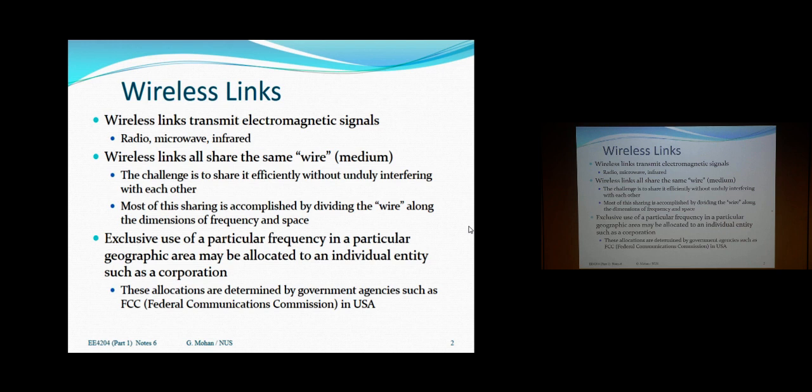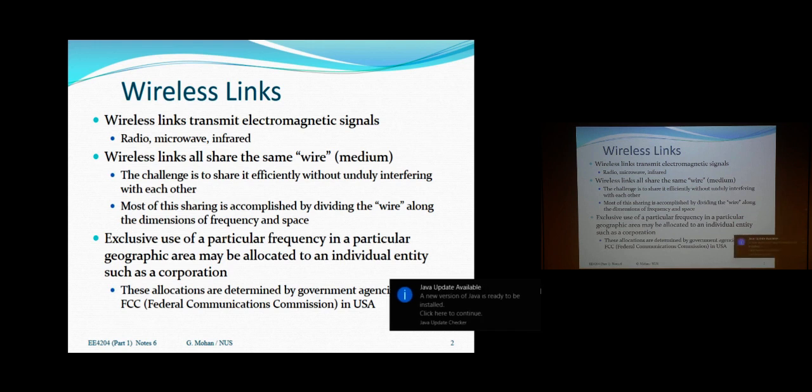Okay. So today we look at wireless links, particularly we look at 802.11 Wi-Fi, and also we look at the underlying collision issues or protocols and other things and some standards. And we all know that wireless links transmit electromagnetic signals. There are different modes of communications by radio, microwaves or infrared waves.